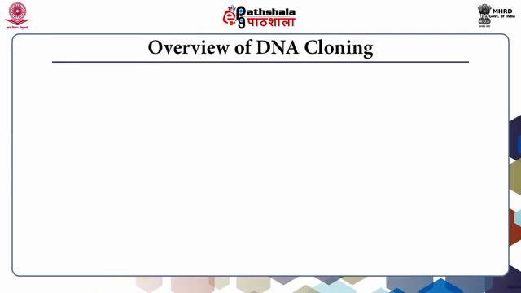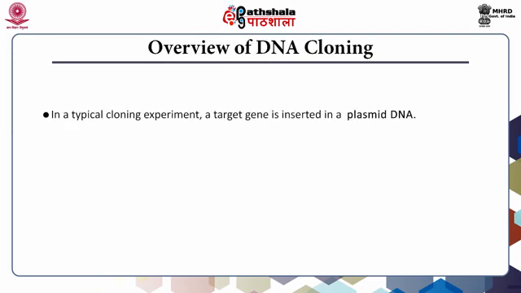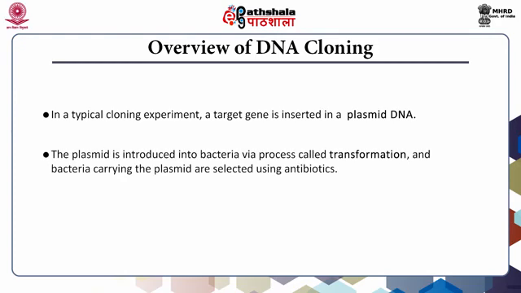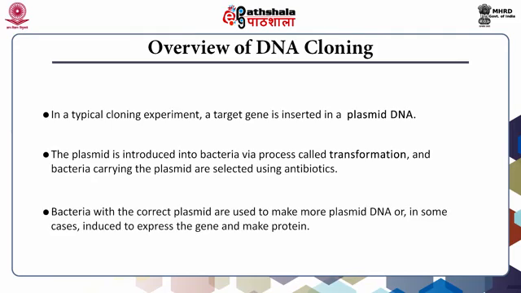Overview of DNA cloning. In a typical cloning experiment, a target gene is inserted in a plasmid DNA. The plasmid DNA is introduced into bacteria via a process called transformation, and bacteria carrying the plasmid are selected using antibiotics. Bacteria with the correct plasmid are used to make more plasmid DNA, or in some cases induced to express the gene and make protein.